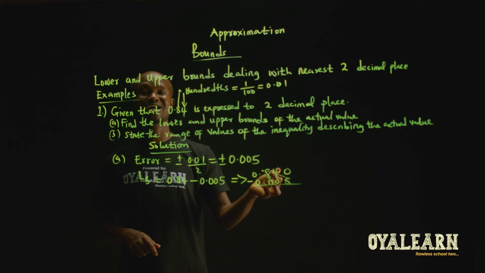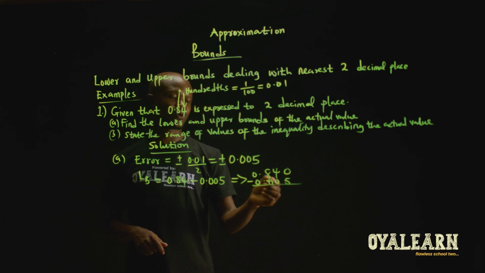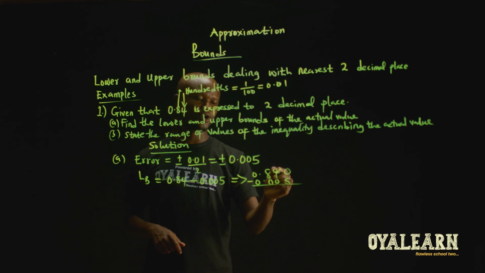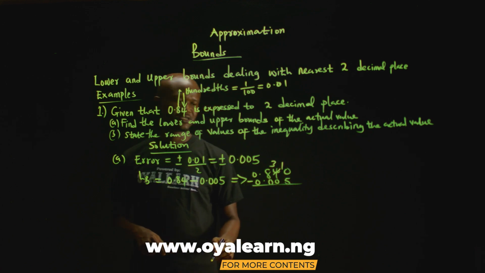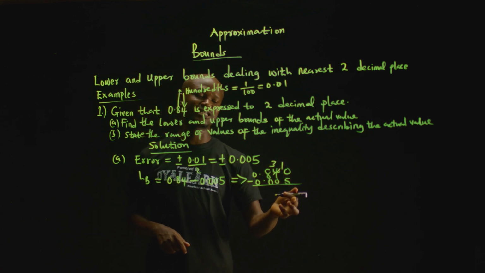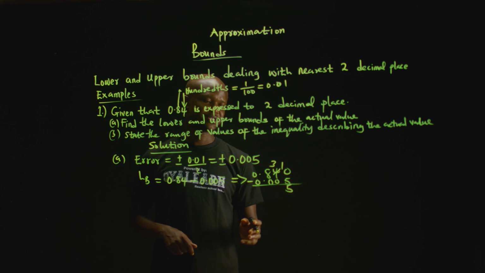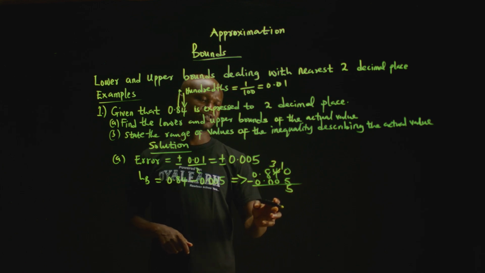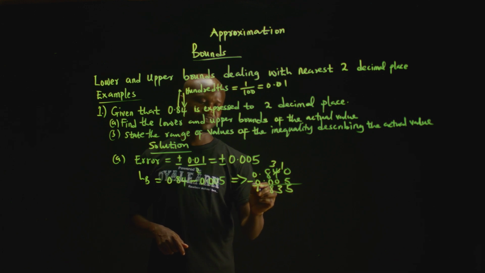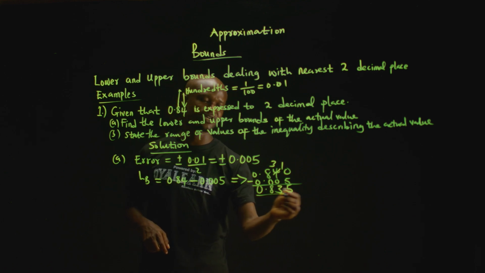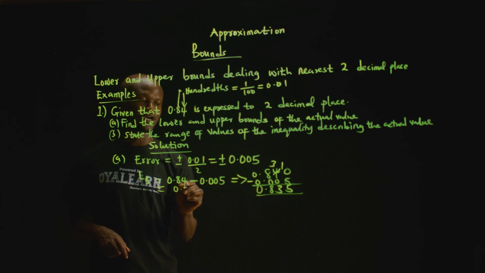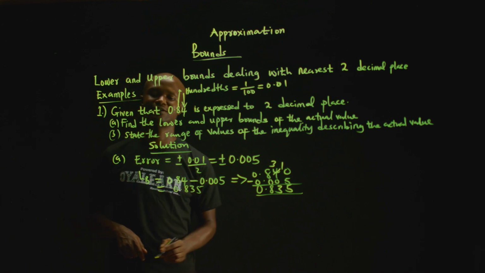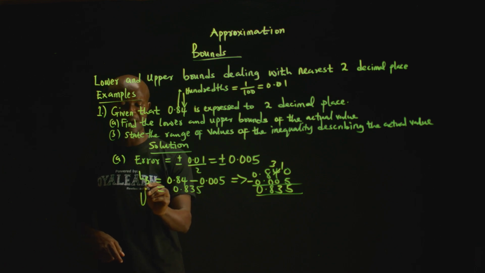From here, we need to carry, because to take away 5 from 0, we need to borrow 1 from here. It will remain 3, then we have 10. So this is going to be 10 minus 5, that is 5. Then 3 minus 0, we have 3, then we have 8. We have 0.835 as the answer. So it means that the lower bound is 0.835.